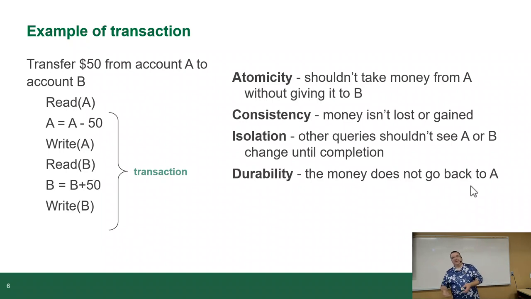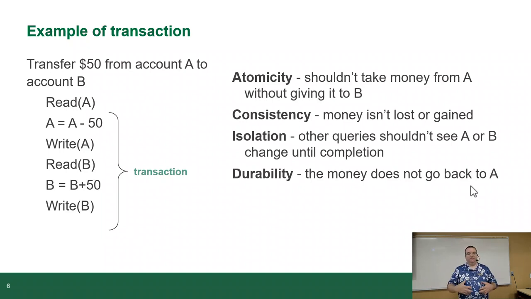transferring the money. Remember a minute ago, I said I actually have a slide on this. So we want to transfer $50 from account A to account B. So all the steps in the transaction would be read A, right? We read account A, then we do account A minus 50, also known as a debit. We read B, then we do B plus 50, and we write B. It's atomic. You shouldn't be able to take money from A without giving it to B.